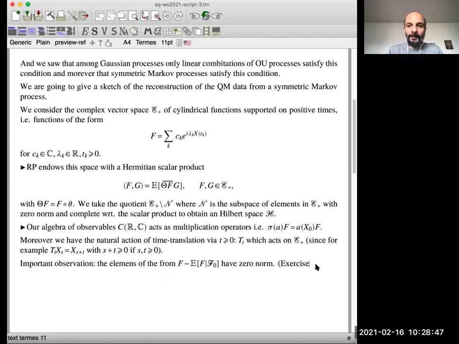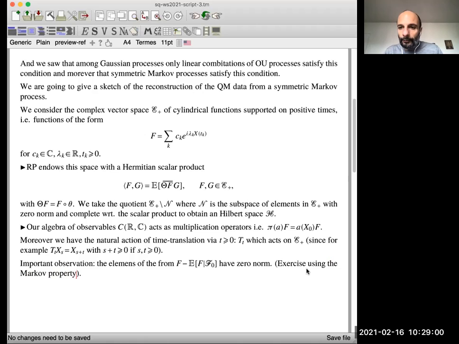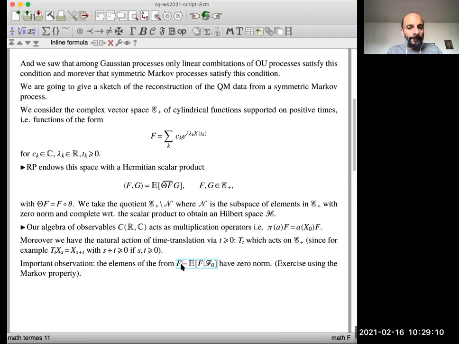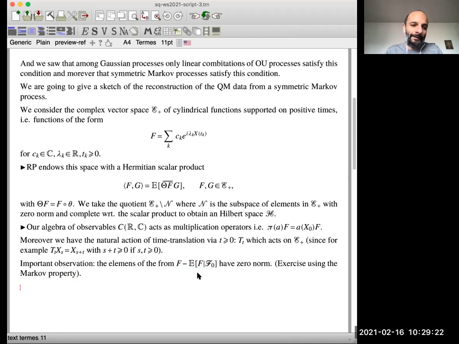In the extended notes, I wrote the proof, but really, as soon as you write it down and then use the Markov property, I think maybe you also have to use the symmetry. So all these elements are in the null space N. So as far as the Hilbert space structure is concerned, you can replace any vector by its conditional expectation with respect to F0. So only what happens at M0 matters. That's what this says.